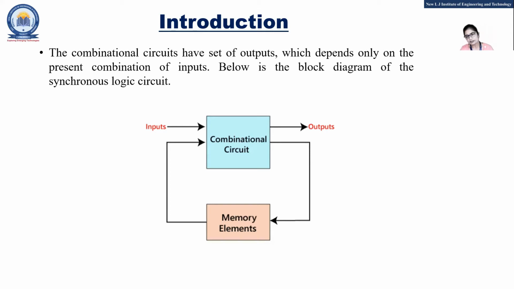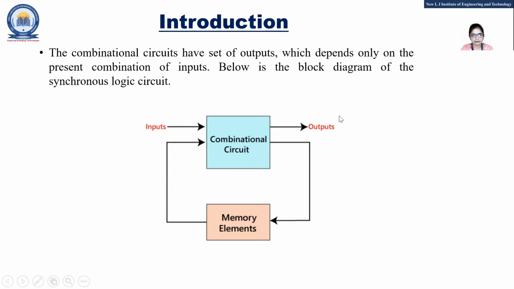So what is the main difference between these two circuits? In combinational circuit, the current output depends only on current input. Whereas in the sequential circuit, the current output depends on current input as well as previous output. As is shown in figure, this is the sequential circuit, right? But this part shows the combinational circuit.